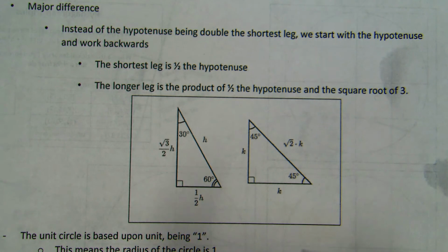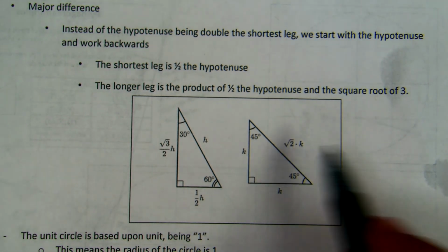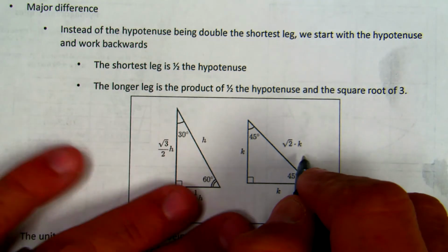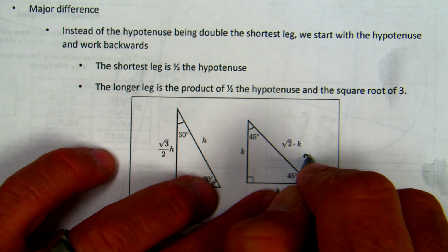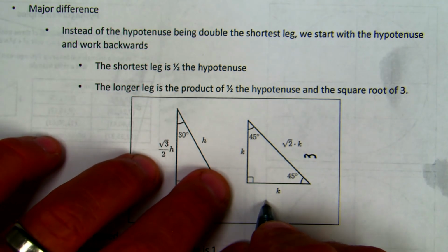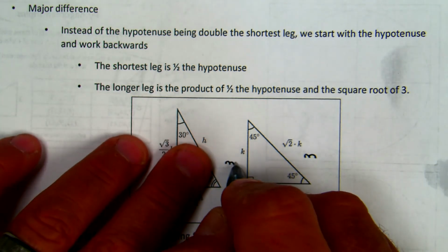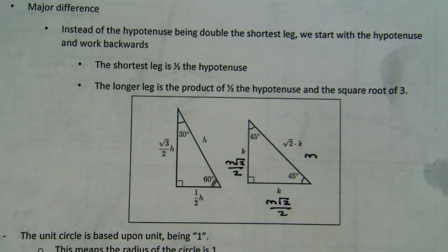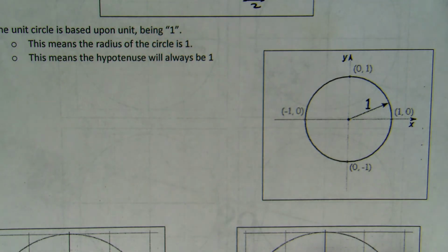Now, with the isosceles right triangle, this is listed as k, and k times root 2. But if this was a number, if we switched it, I'm going to call it m instead so we don't get confused. That becomes m root 2 over 2, and that becomes m root 2 over 2. That's going to be important as we progress. The unit circle is based upon the unit being 1. That means the radius of the circle is 1, and the hypotenuse of any right triangle we turn into will be 1.